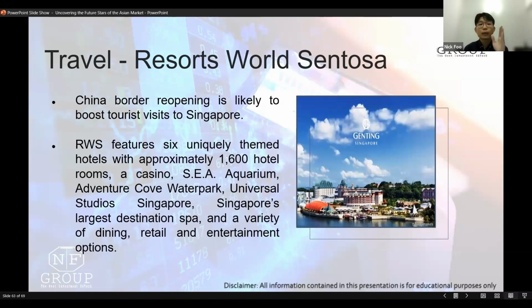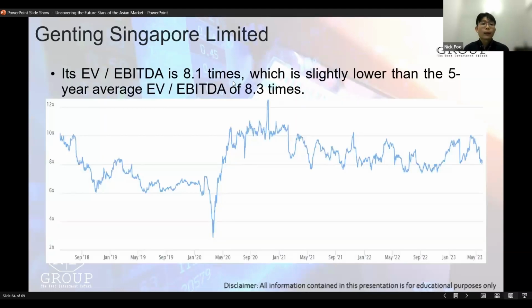Okay, now if you look at the Genting Singapore valuation, which is enterprise value divided by EBITDA, it is currently trading at 8.1 times, which is within the ambit of the 5-year average EV divided by EBITDA. Okay, it is fairly valued at the current level.